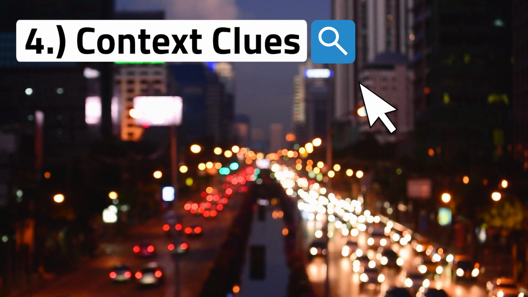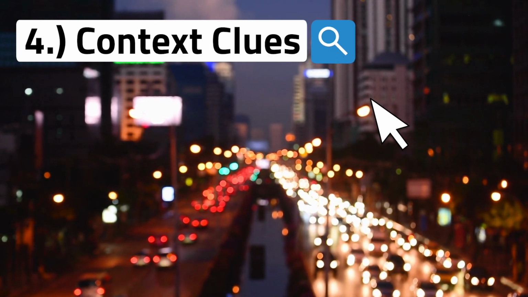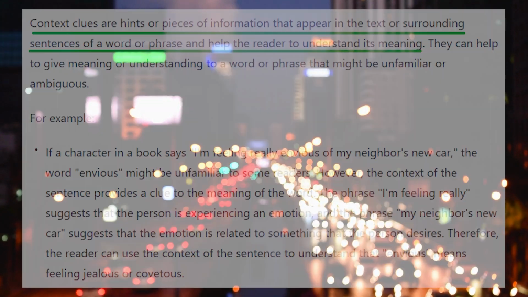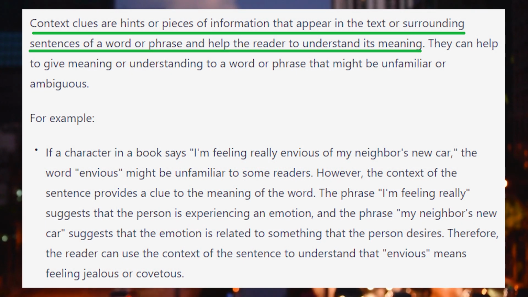The next term we're going to have would be context clues. Context clues are hints or pieces of information that appear in the text or surrounding sentences of a word or phrase and help the reader to understand its meaning. They can help to give meaning or understanding to a word or phrase that might be unfamiliar to the reader. Let's look at an example.